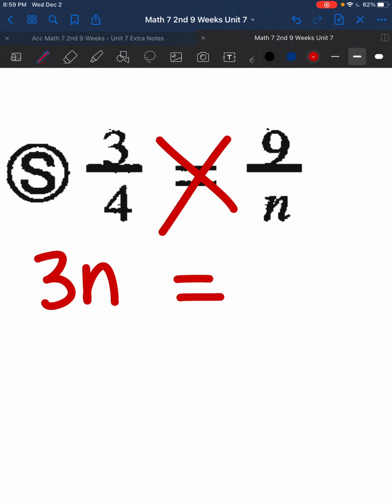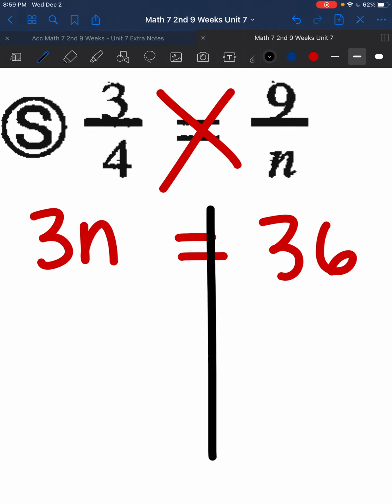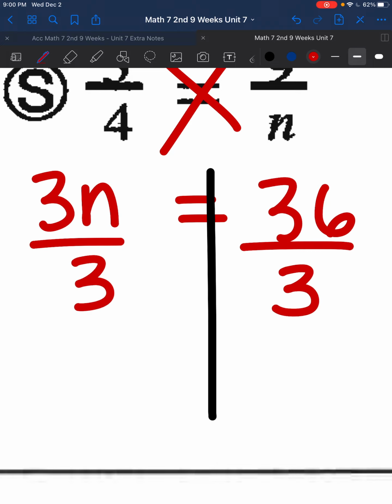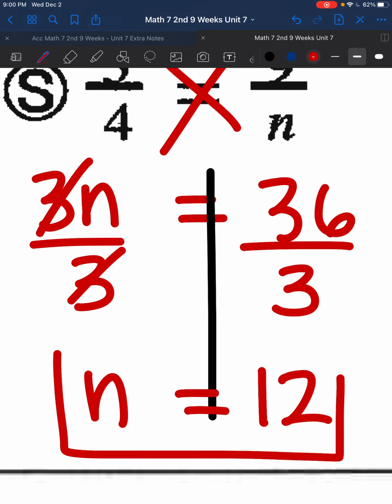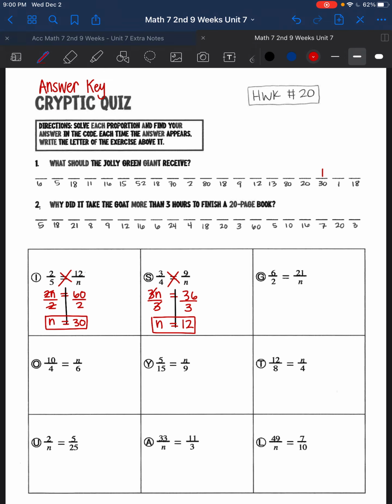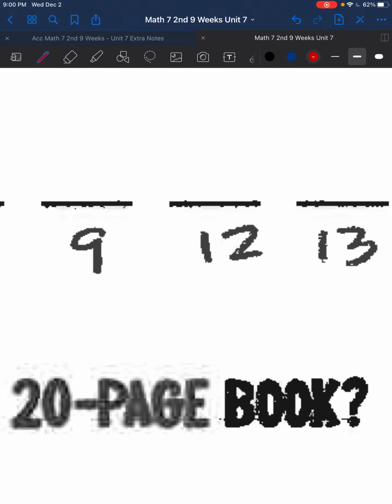So we've got 3/4 equals 9/n. So I'm going to multiply 3 times n together. So that's 3n equals 4 times 9 is 36. So now, how do I get that n by itself? Well, I know I need to undo that multiplication, so I'm going to divide by 3 on both sides. So n equals 36 divided by 3 is 12, so n equals 12.